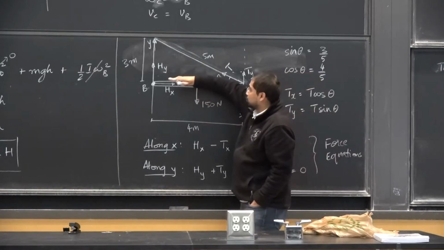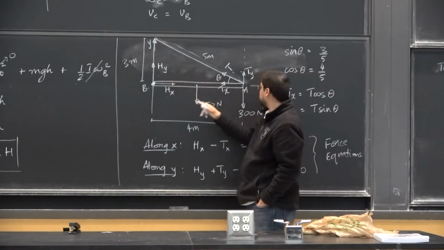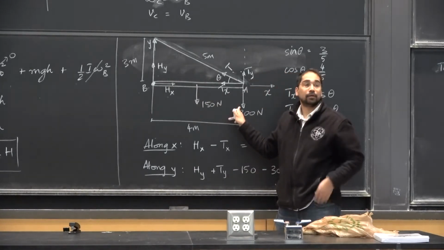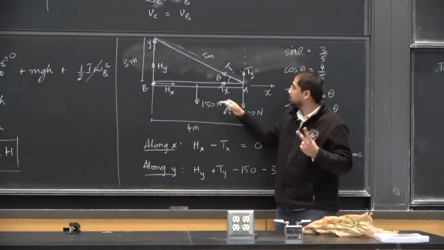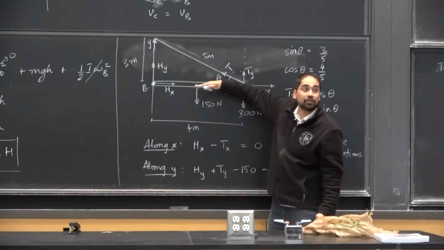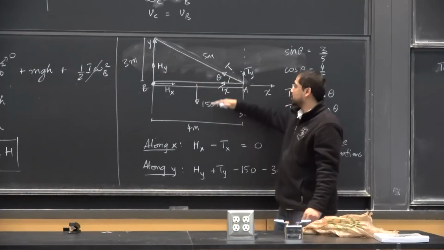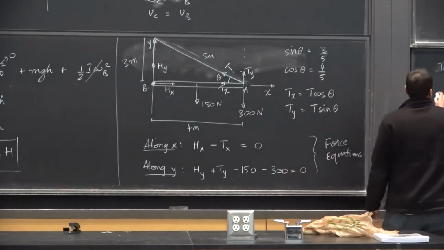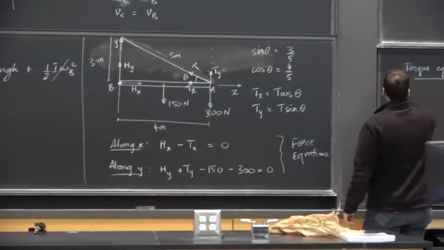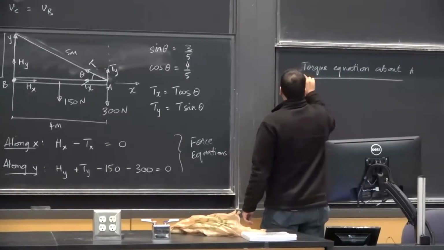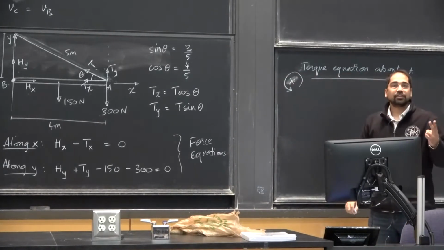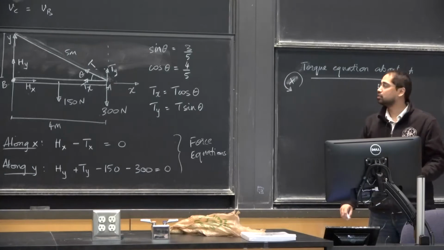I have the 150 Newton force. How far away is it from A? 2 meters. And it's perpendicular to the distance measured from A, right? And is it clockwise or counterclockwise? Very nice. So I'm going to consider all counterclockwise torques to be positive. So now I have confirmed I have only two forces that give rise to a torque.